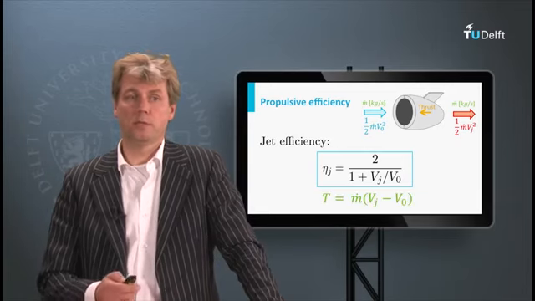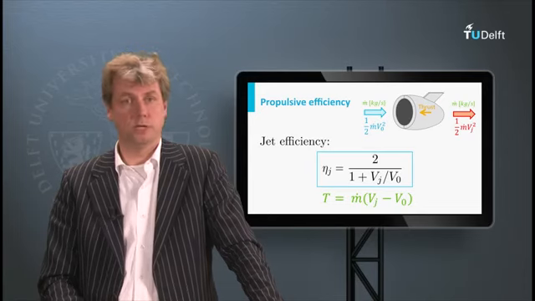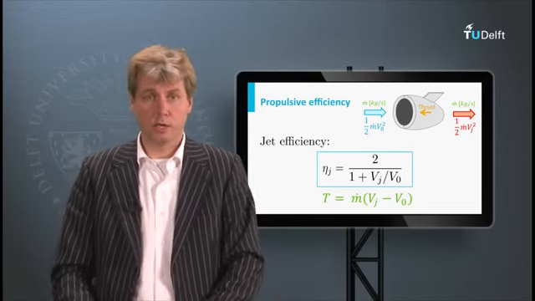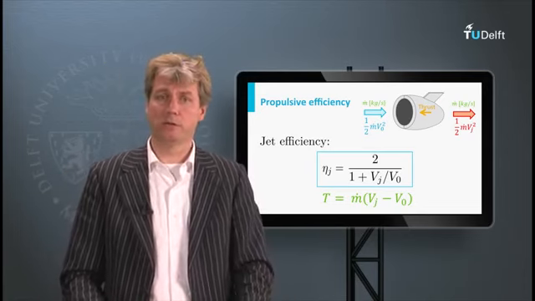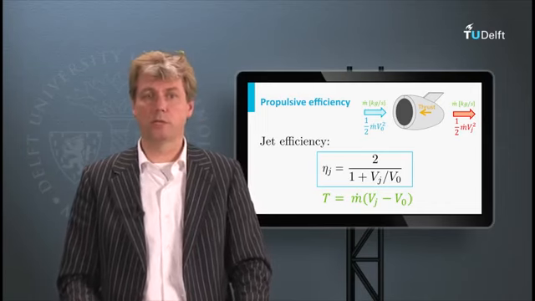Of course, the problem is that our thrust then becomes 0. So the good news is we have 100% efficiency. The bad news is we have 0 thrust. So we can generate 0 thrust with 100% efficiency.